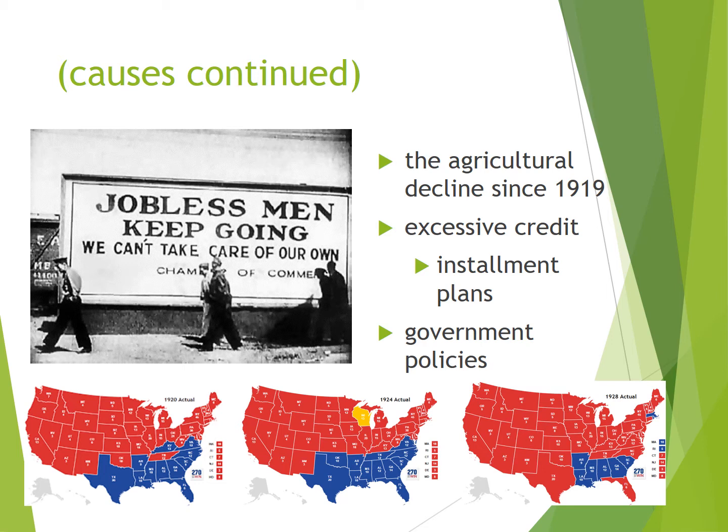Another issue that we have here are government policies. Republicans are going to take credit for the booming economy of the 1920s, and the booming economy ensures that Republicans will be victorious on Election Day throughout the decade. Specifically, they deal with government policies that very much favor businesses.